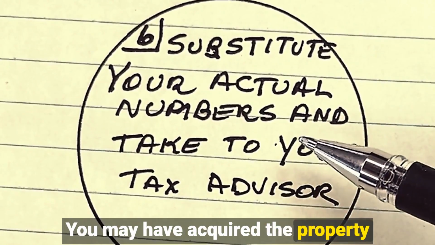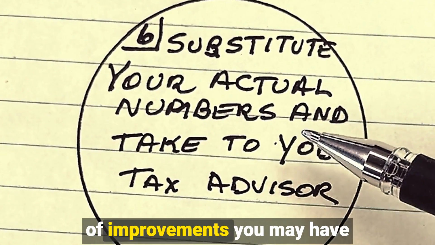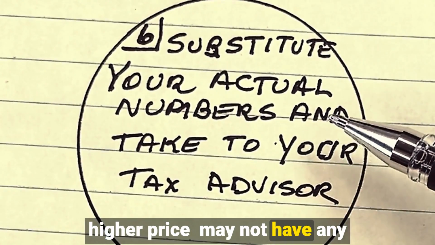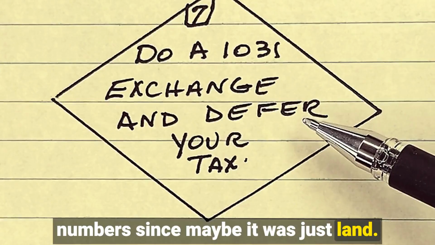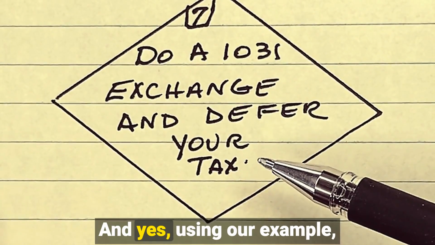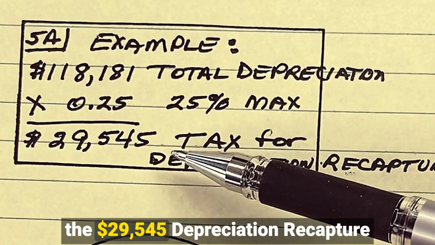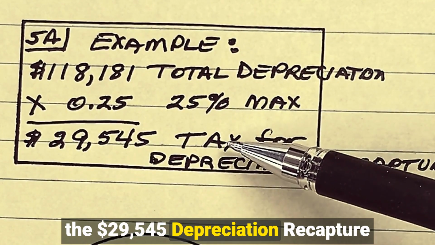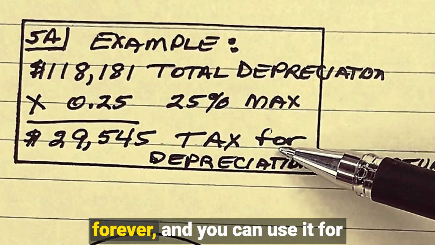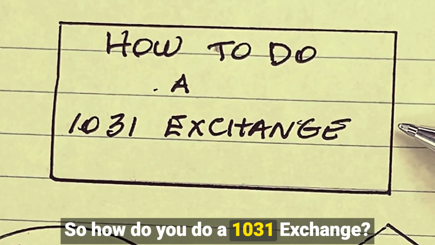You may have acquired the property at a lower amount than $400,000. You may have had larger numbers of improvements. You may have bought the property for a much higher price. And you may not have any numbers since maybe it was just land. Number 7, do a 1031 exchange and defer your tax. And yes, using our example, the $29,545 depreciation recapture tax will be saved, postponed, maybe forever, and you can use it for equity in the property you're buying.